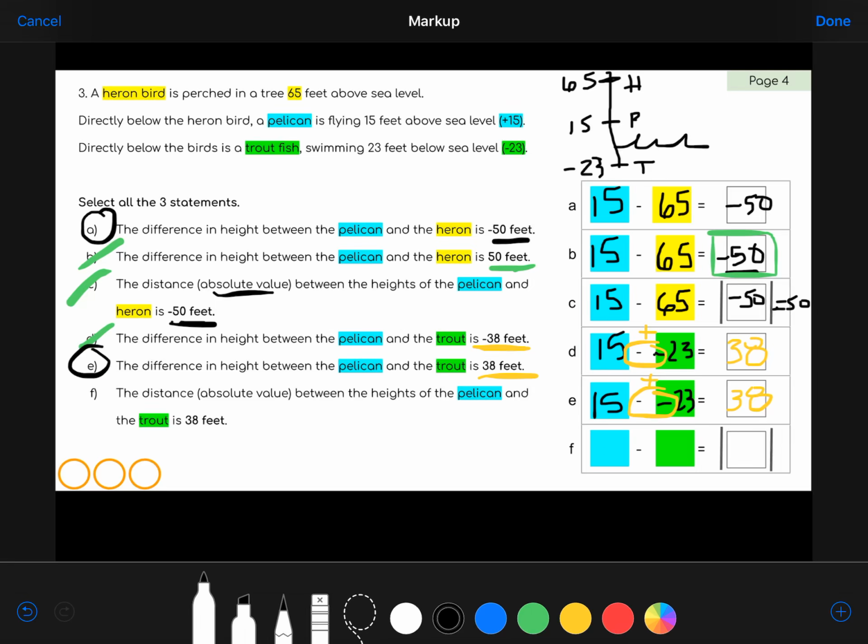And then lastly, the distance, absolute value, between the height of the pelican and the trout is 38 feet. We want to know if that's true. So we have 15 minus negative 23. Again, this becomes addition because we're doing keep change flip. 15 plus 23 is 38. The absolute value of 38 is positive 38, so F is also correct.